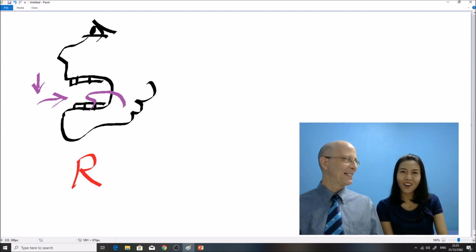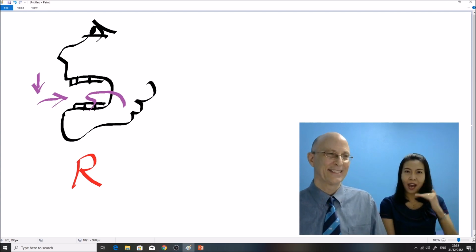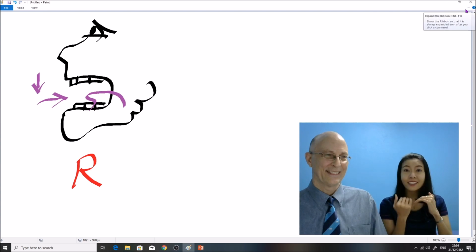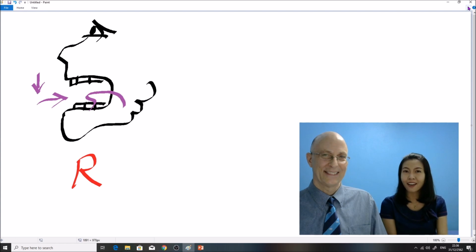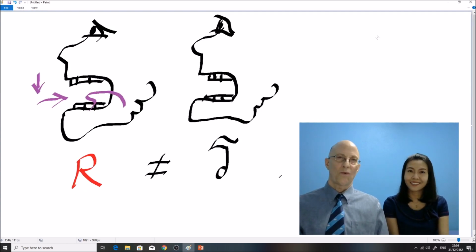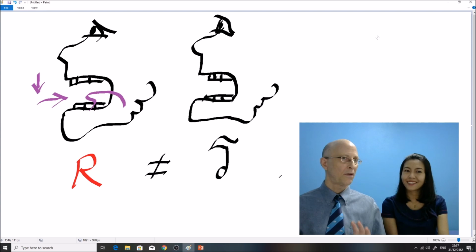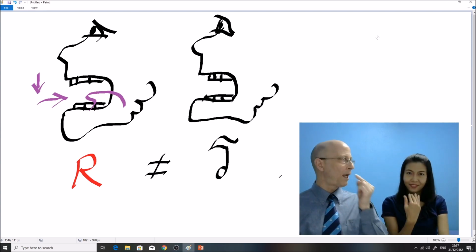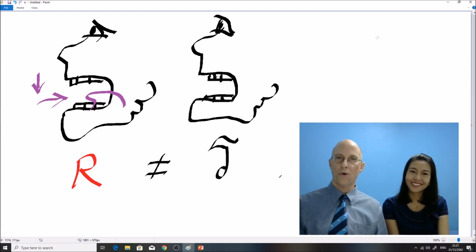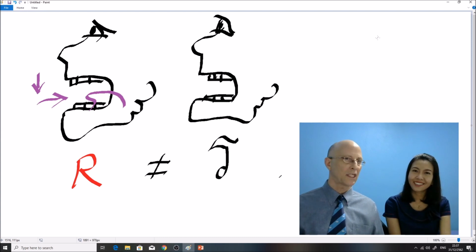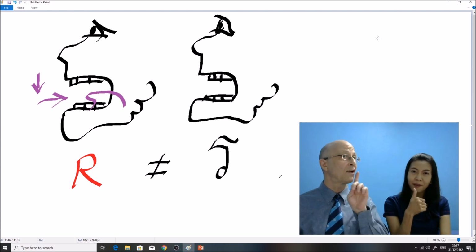R. This is why the R sound is not equal to the rua sound. For the R sound, the tongue is down and back. For the rua sound, the tongue is up near the teeth.